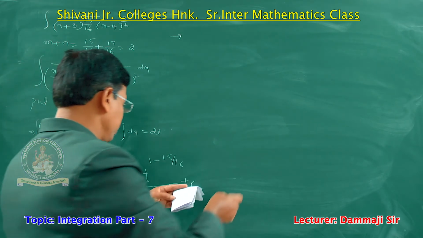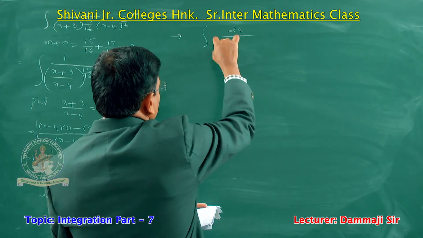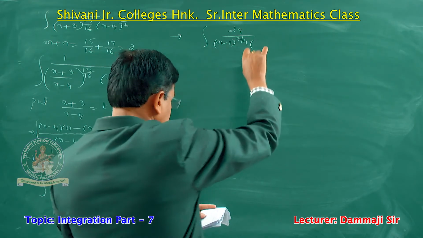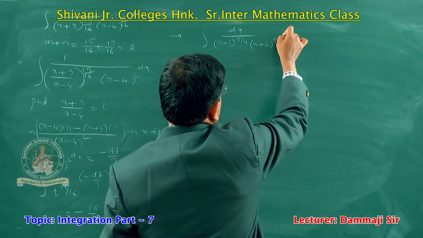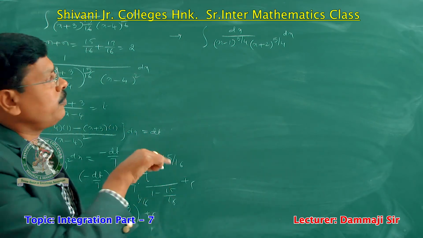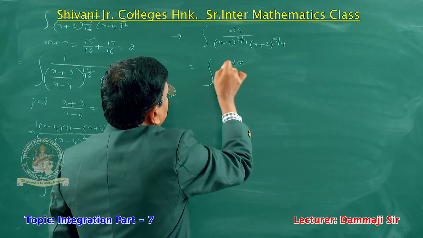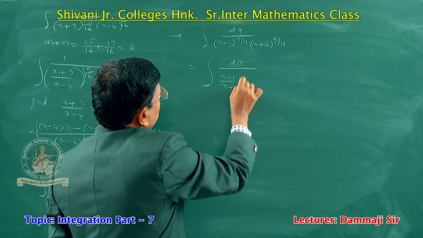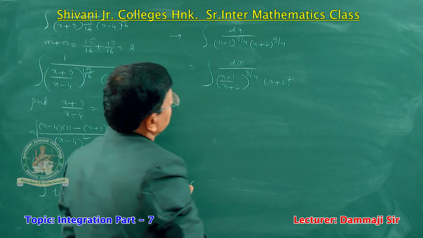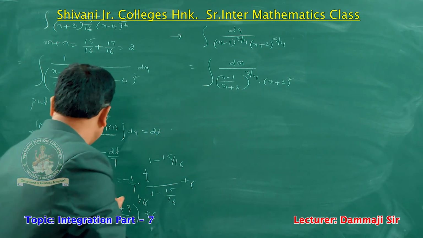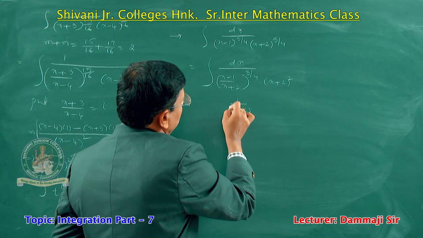But observe one more problem: integral of dx by (x-1) whole power 3/4 of (x+2) whole power 5/4. You can check 3 plus 5, 8; 8 by 4 is 2, already there. Next, dx by [(x-1)/(x+2)] whole power 3/4 into (x+2) whole square. That's all. Now we can check its direct value: 1 by (x+2) whole square.